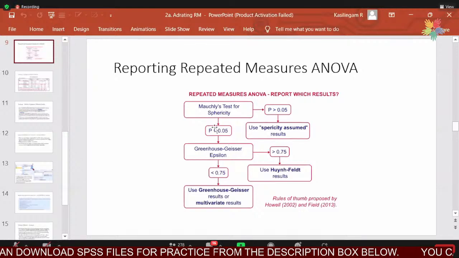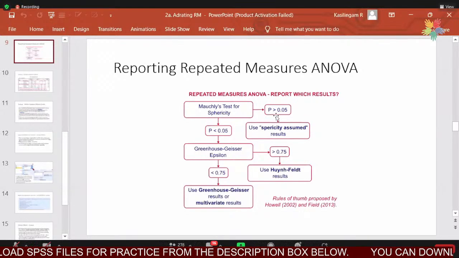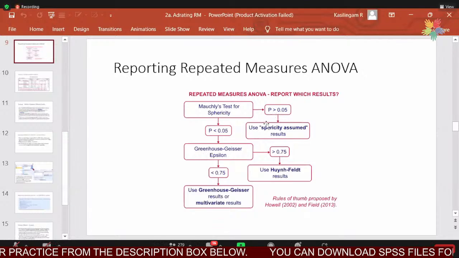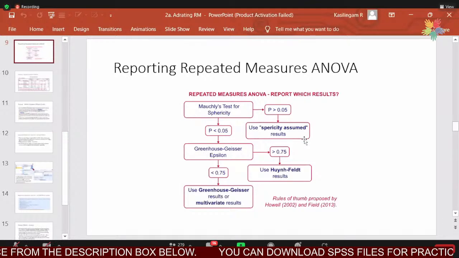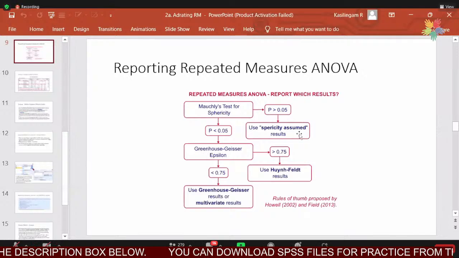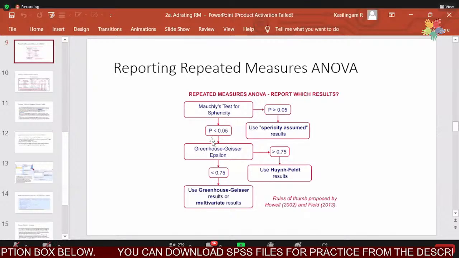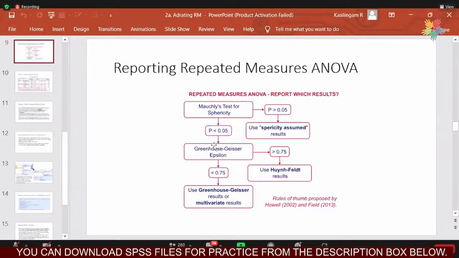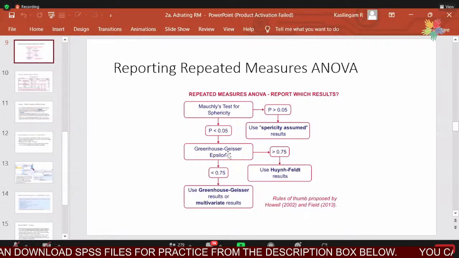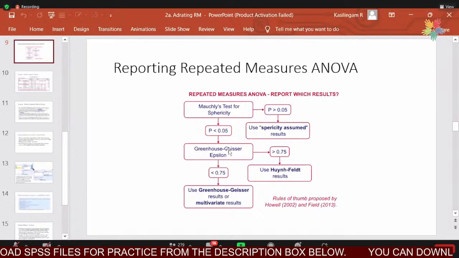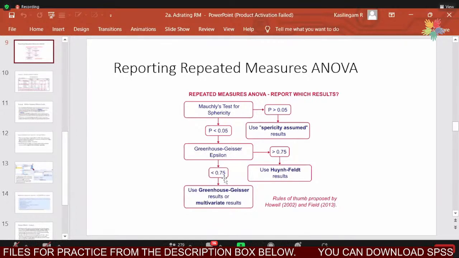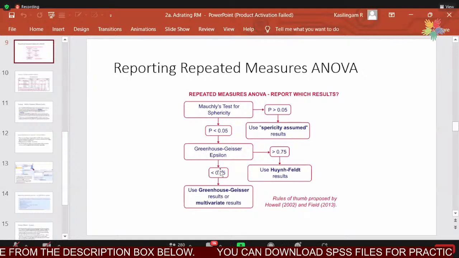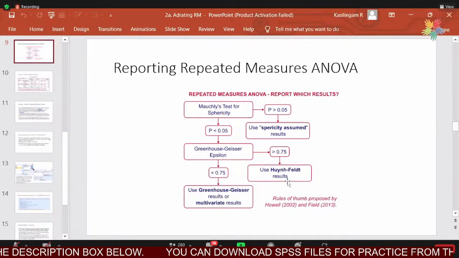So now see, Mauchly's test, we have told it should be greater than 0.05. If it is greater than 0.05, sphericity is assumed, that we have to see. When it is less than 0.05, we have to go for some robust test. So what are the robust tests? We have Greenhouse-Geisser. Now if the Greenhouse-Geisser is less than 0.05, then we have to use this one. When it is more than this, then we have to use this one.